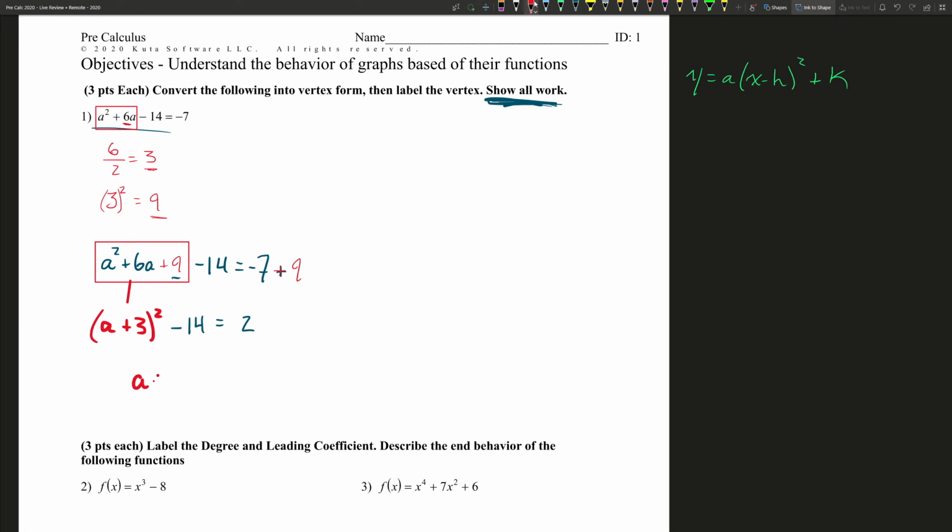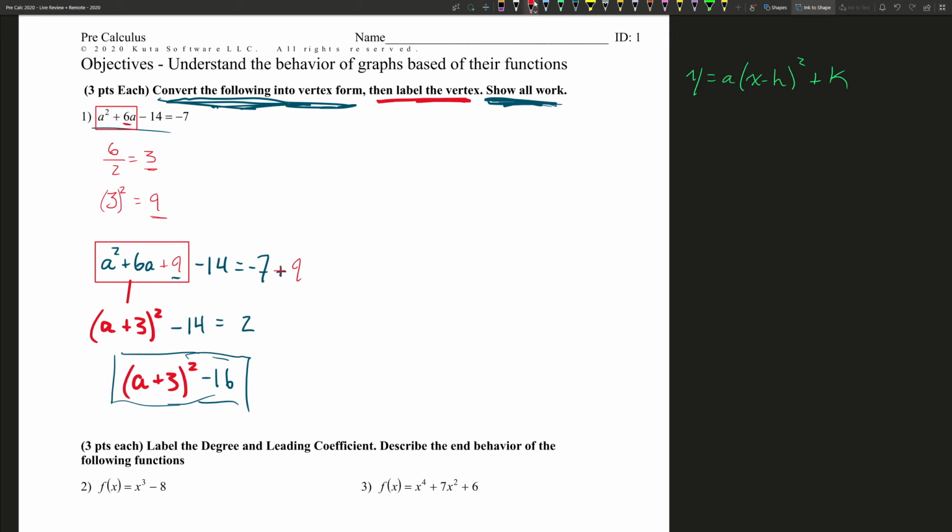So we get a plus 3 squared minus 16. And then this is our equation in vertex form. Okay, so this is the first part. That is this part of the directions. But we still have to do the second part. Okay, but this part should be easy.